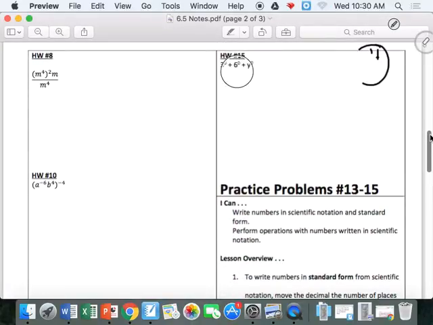Okay, this one combines a lot of rules. A lot of rules. Anybody see a rule that you think we should do? Avery. Maybe multiply these exponents right here. 4 times 2 is 8. So I've got m to the 8th, m over m to the 4th.